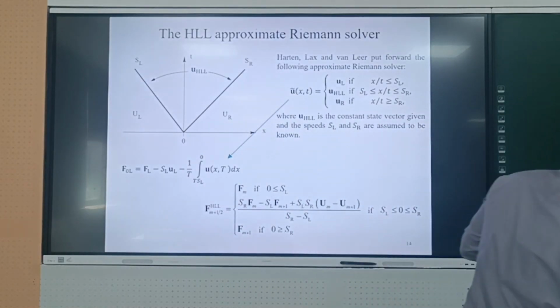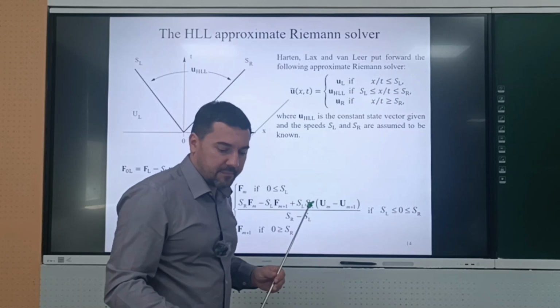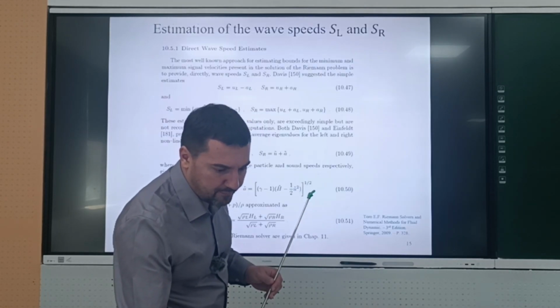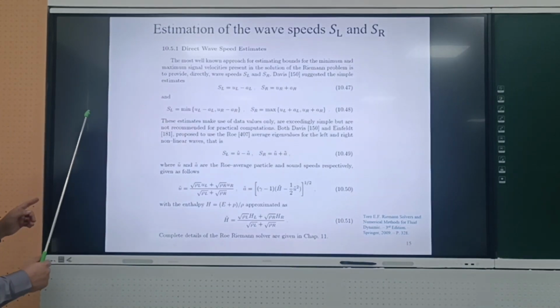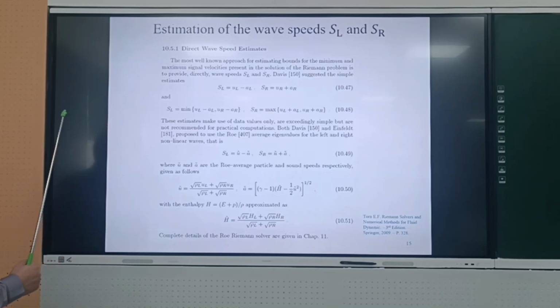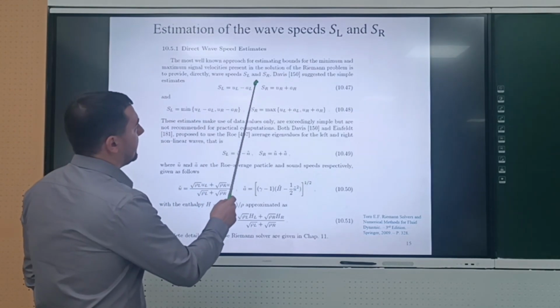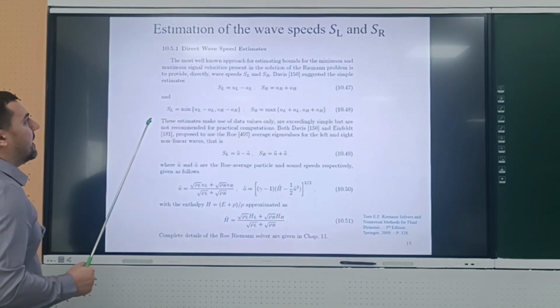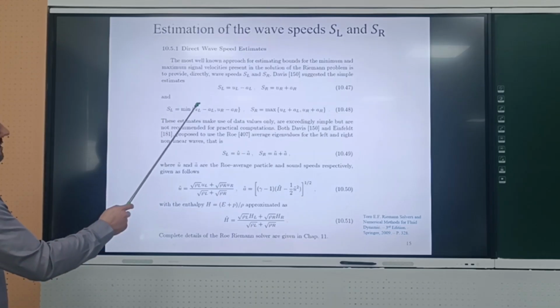I think we still have some time, okay? And the last issue here, we need to know the estimations for wave speeds SL and SR. And as I told, it was, for example, made in the work of Davis, and he suggested simple estimates.